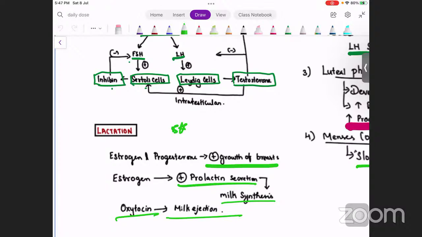And factors that can shift your oxygen dissociation curve to the right are increase in PCO2, decrease in pH, increase in temperature, high altitude, exercise, and increase in 2,3 BPG. And apart from that, you have the Hering-Breuer inflation.